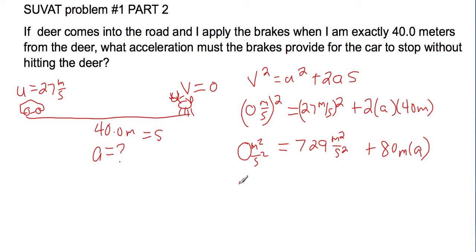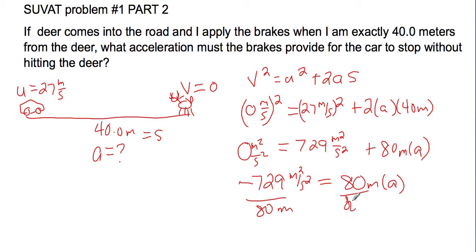So when I take this over, I get negative 729 meters squared per second squared. Notice I had to subtract the same units from another one. 0 meters squared per second squared minus 729 gives me negative 729 meters squared per second squared. That's equal to 80 meters times A. Now when I divide both of these sides by 80 meters, that's just going to cancel the squared off and end up with meters per second squared, but it's negative. My final answer here, the acceleration is negative 9.1 meters per second squared.